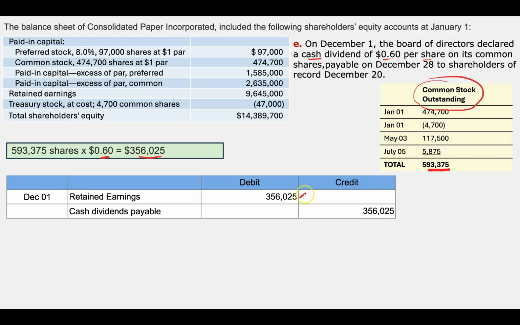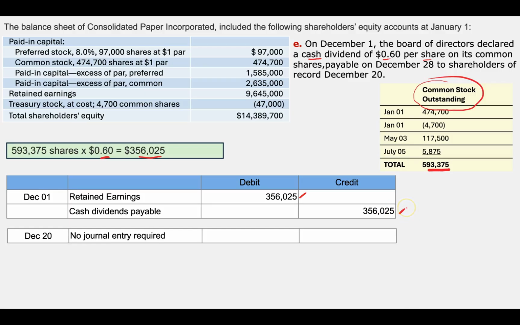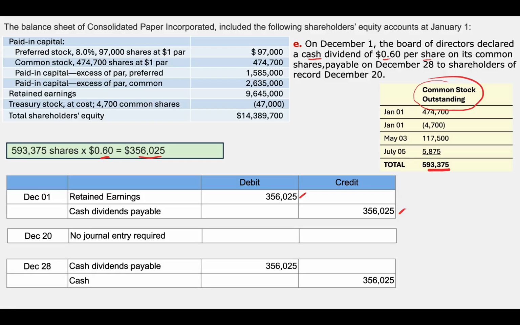Again, same journal entries as we would record for a preferred stock cash dividend. We're going to debit retained earnings on the date of declaration for $356,025 and credit cash dividend payable. December 20th, the date of record, no journal entry is required. And then when we pay it out on December 28th, we debit that cash dividends payable and credit cash for that $356,025.